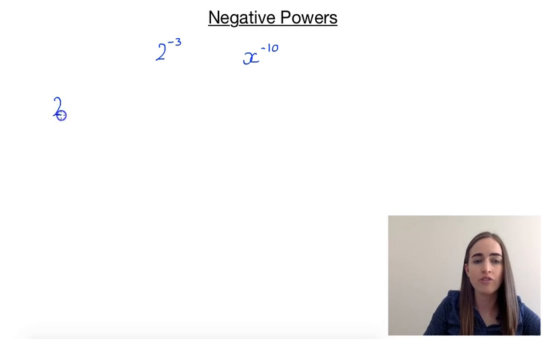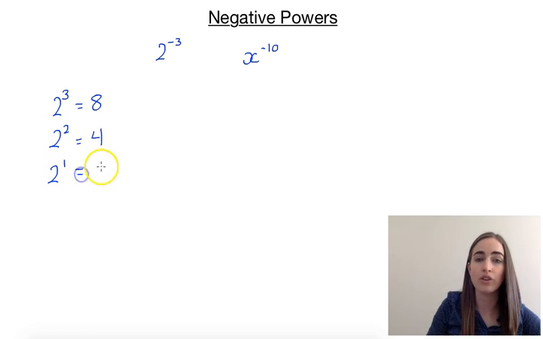So we'll start off looking at the pattern. If we had 2 cubed, we know that that would give us 8. If we had 2 squared, that gives us 4. If we had 2 to the power of 1, we know that that gives us 2. And we know that 2 to the power of 0, or anything to the power of 0, is going to give us 1. So when we go into the negatives, we can look at this pattern that's happening to figure out what this is going to be equal to.